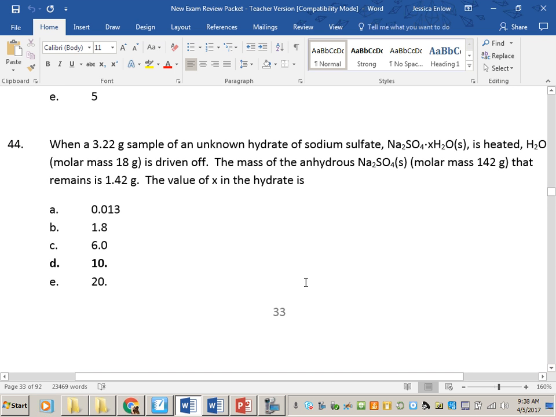How hard was that one? Relatively easy or hard? Not too bad? Okay. It does require some logic though before you start the math.